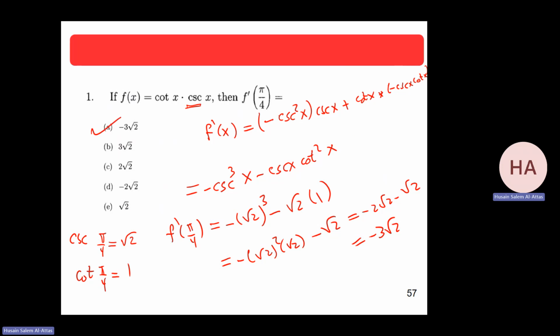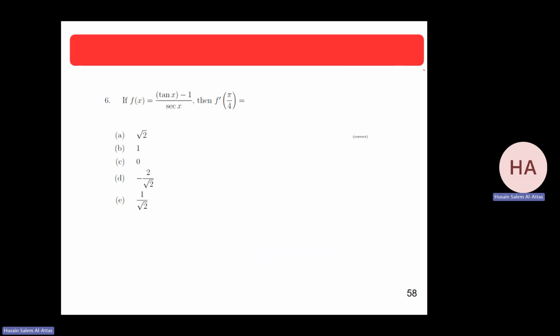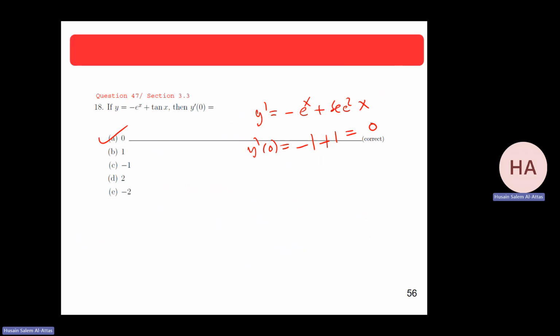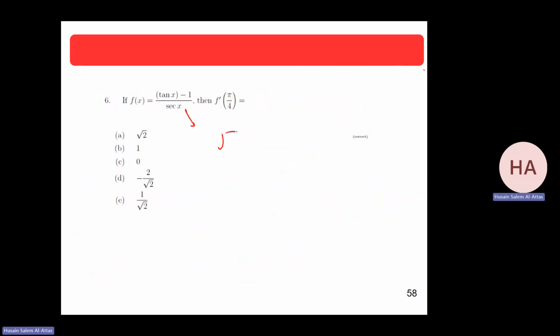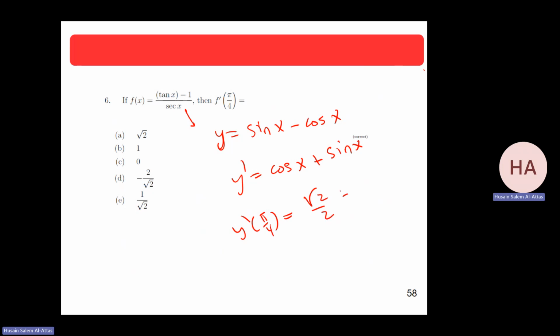Yeah, I can do it in your way of calculation. Tan x minus 1 over secant x, we did it here. Number 6, where the function is sine x minus cosine x. So what is y prime? It will be cosine x plus sine x. They want y prime at pi over 4, which is square root 2 over 2 plus square root 2 over 2, and that gives me square root of 2. That will be the answer.